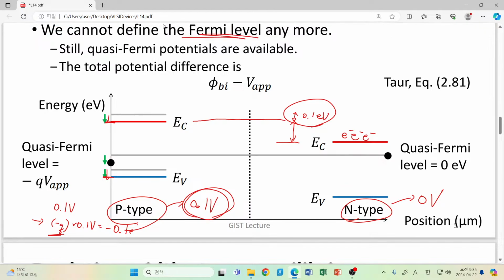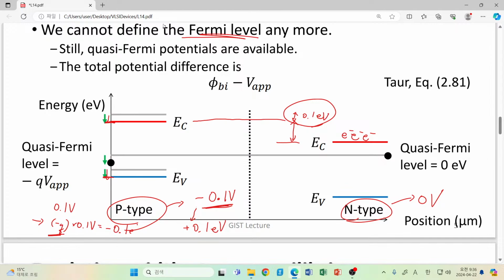So now you can see that if we apply positive bias, then the barrier height will be reduced. However, instead of this positive 0.1 volt, let me consider the opposite case, like minus 0.1 volt. Although this is minus 0.1 volt, when we convert it to electronic energy, it corresponds to positive 0.1 electron volt. So it is just upshifted.